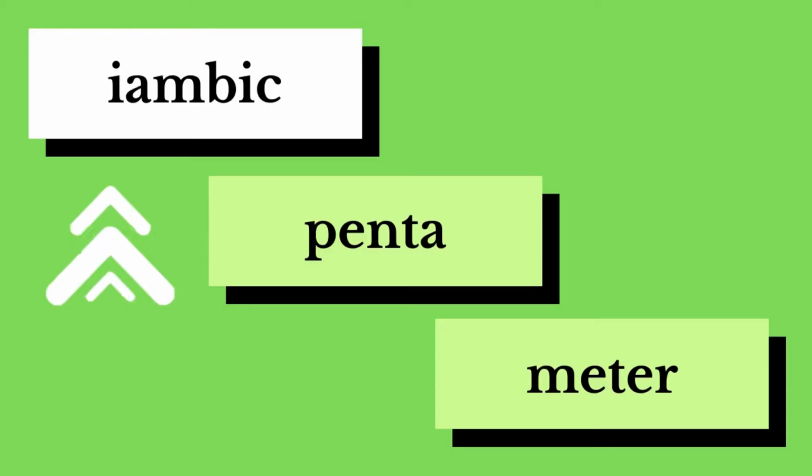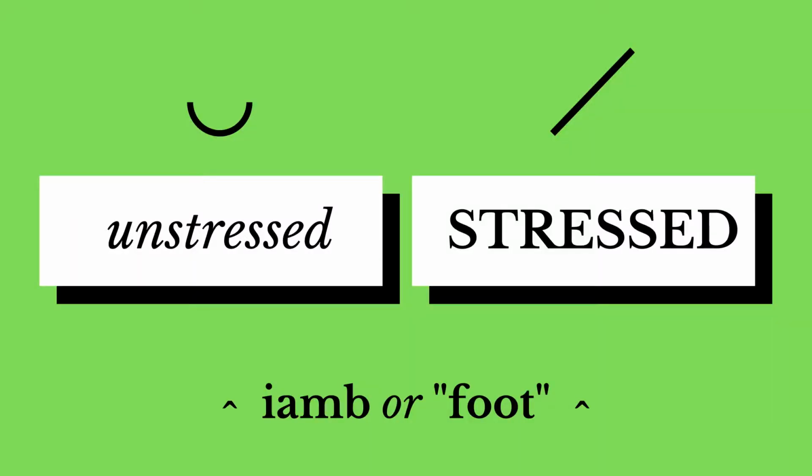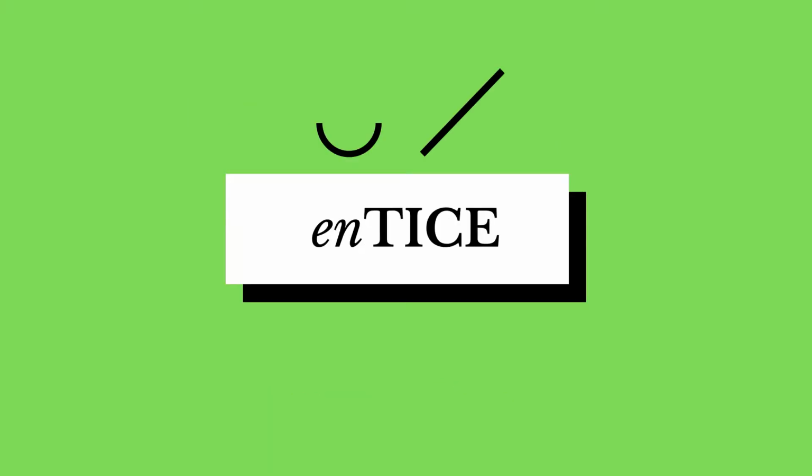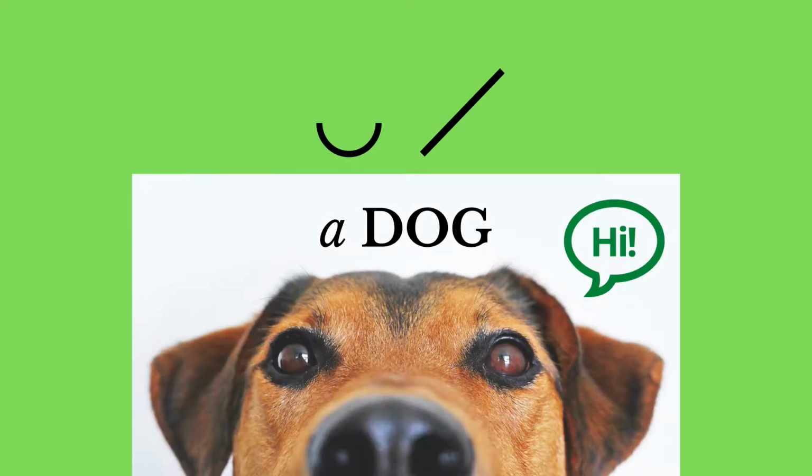Iambic is the descriptive version of iamb. IC falls off. Bye, we don't need you. And an iamb, also called a foot, is simply a set of two syllables, one unstressed and one stressed. Alive, entice, a dog. And when one foot gets together with a string of feet, you can have a sentence like this. I want to buy my dog a lovely treat.